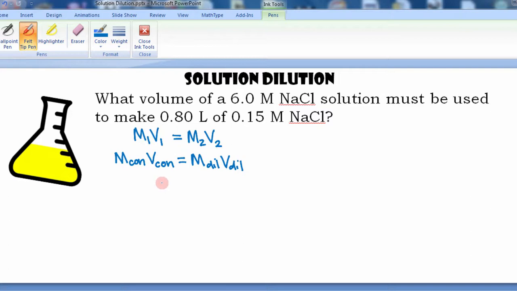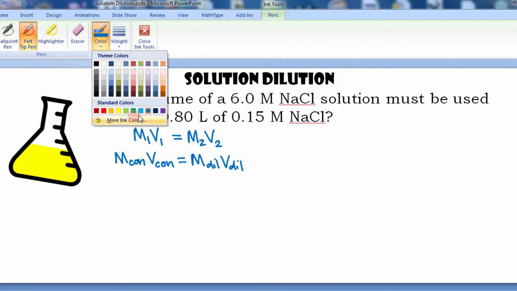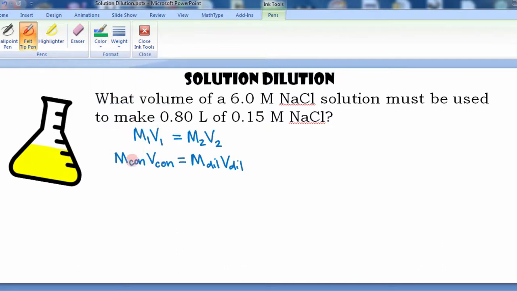Now, the problem asks, what volume of a 6 molar sodium chloride solution must be used to make 0.80 liters of a 0.15 molar sodium chloride solution? So it's easier to look at this with respect to concentrated and dilute.